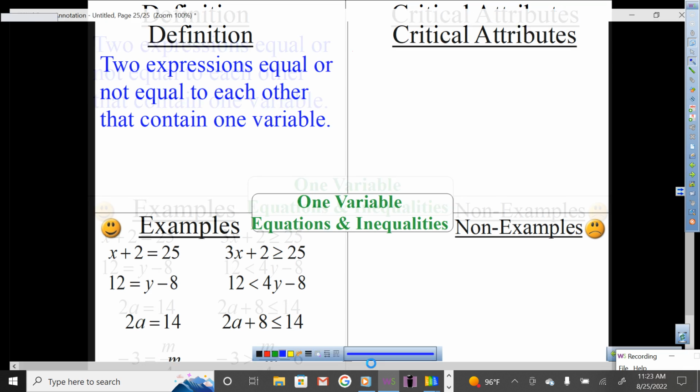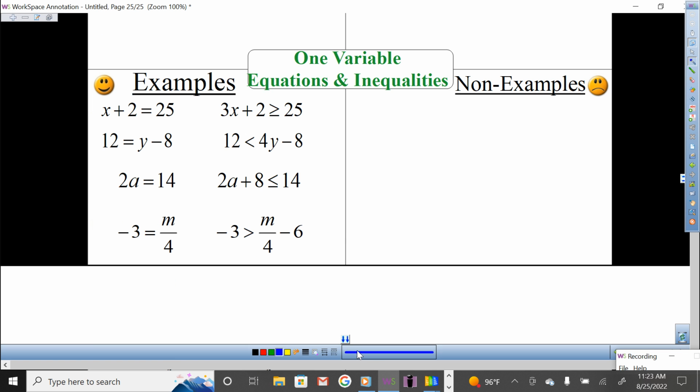Now let me scoot this up for those of you that can't see from the back. There they are. Now, once again, we have two expressions equal to each other and two expressions not equal to each other, and each of these only have one type of variable. This is x, this is y, this is a, this is m, and so on and so forth. They're like, come on, Q, hit me. We got this, yes? All right. So, students, one variable equations and inequalities. There you go.